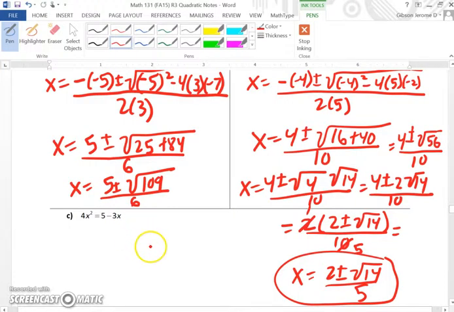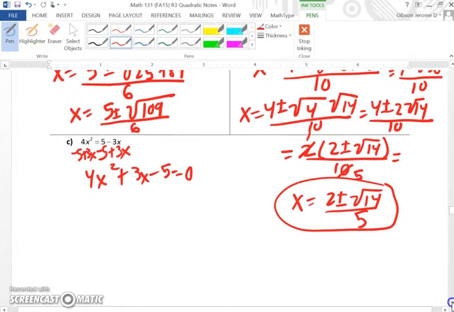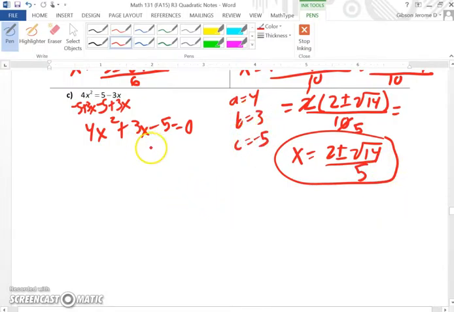Now, we come here to C. C is basically the same as B. We're going to have to add 3x on both sides and subtract 5. But we're going to put this in order. It'll be 4x squared plus 3x minus 5 equals 0. Now, we will put our A, B, and C. A is 4, B is 3, and C is negative 5.